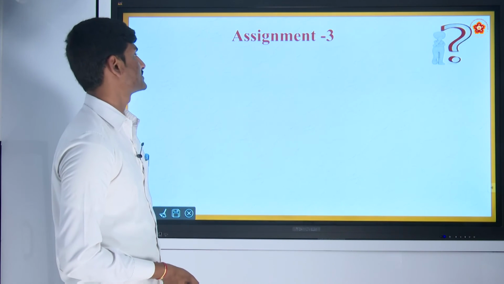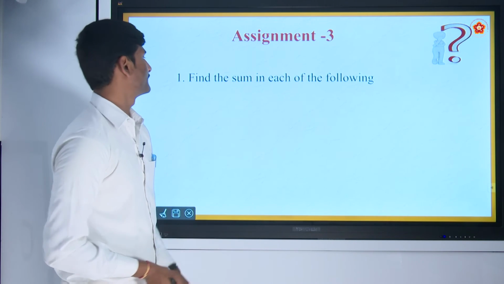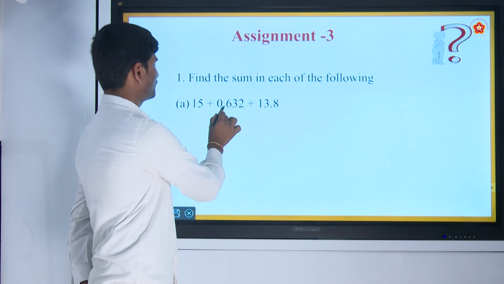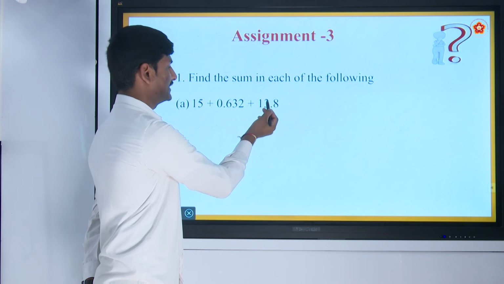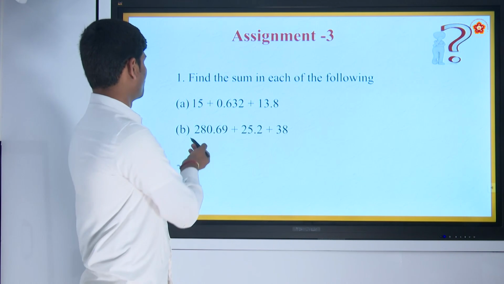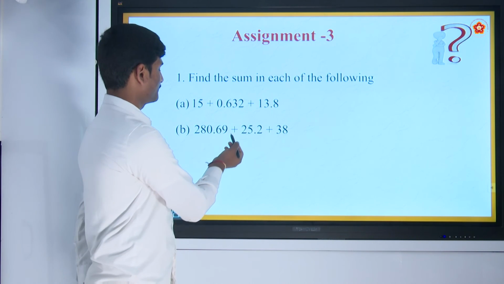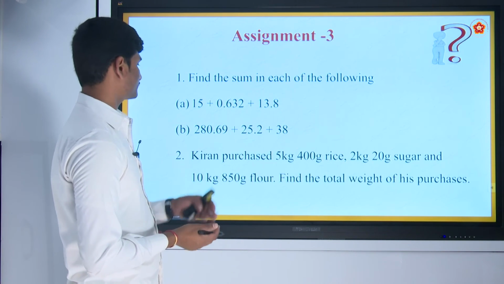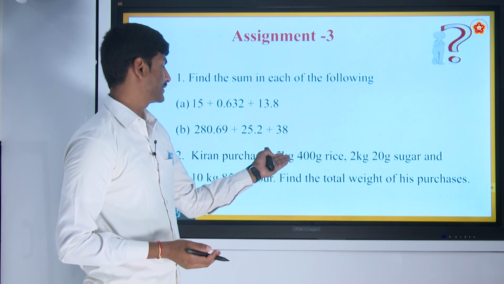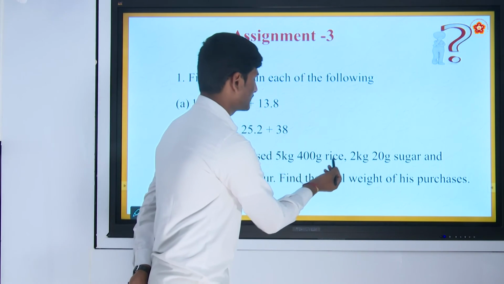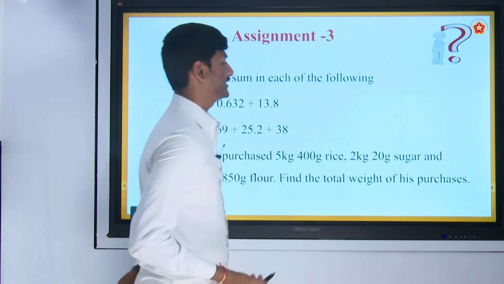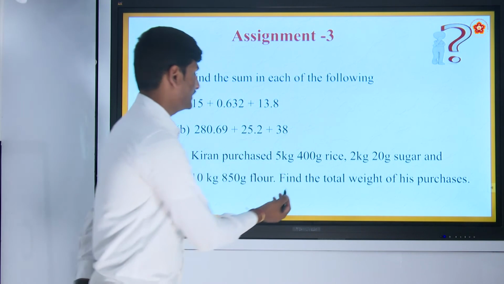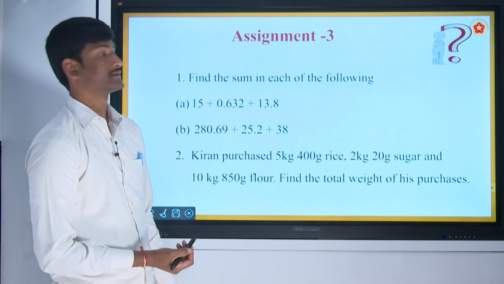Then assignment questions are given. Find the sum in each of the following. A: 15 plus 0.632 plus 13.8. Then B: 280.69 plus 25.2 plus 38. Then Kiran purchased 5 kg 400 gram rice, 2 kg 20 gram sugar and 10 kg 850 gram flour. Find the total weight of his purchases.